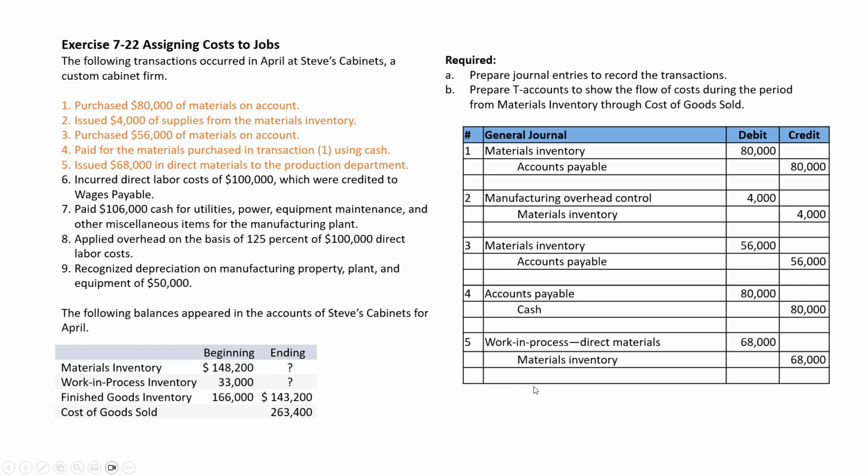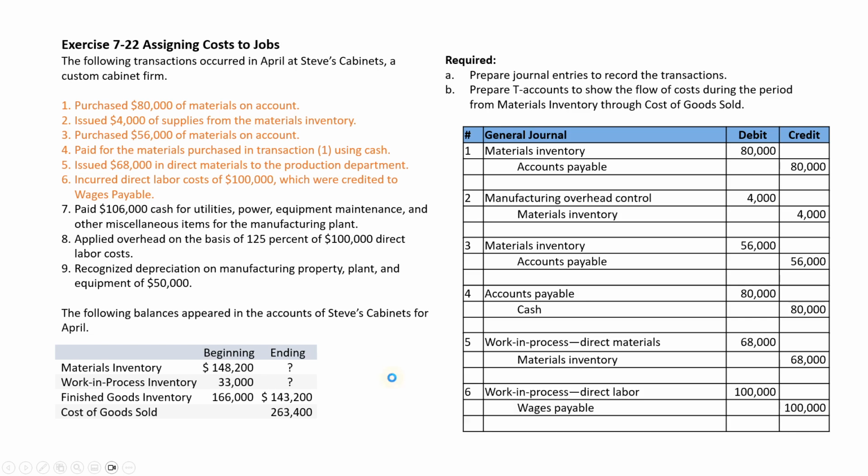Now we've tackled materials, so we're going to move on to labor. In fact, in number 6, we're going to utilize direct labor. Unlike materials, direct labor can take a direct path to work in process. So we're going to debit work in process for direct labor of 100,000. We're adding the direct labor to our work in process. And since it doesn't indicate that we paid it, we can't credit cash. We're going to accrue it, or credit the liability account wages payable.